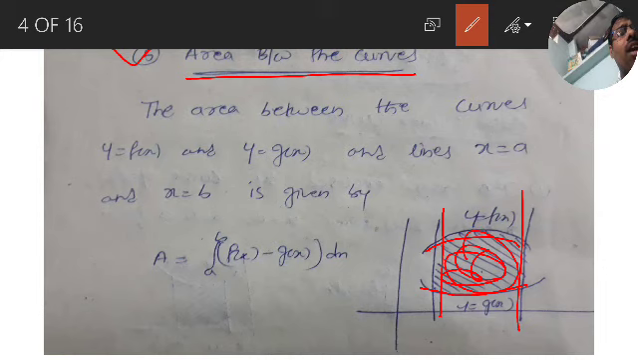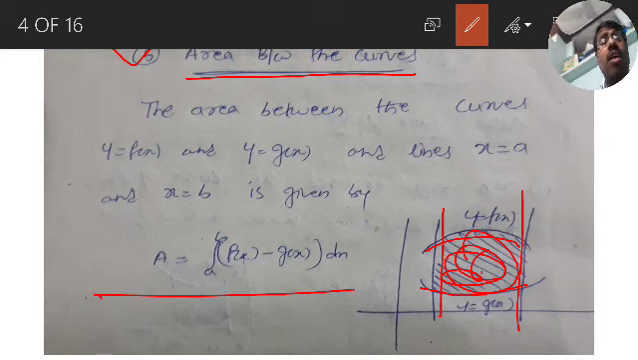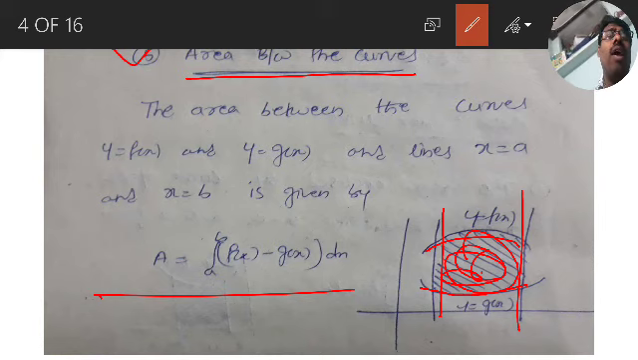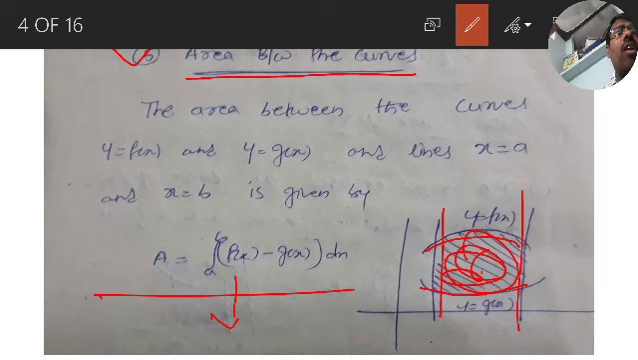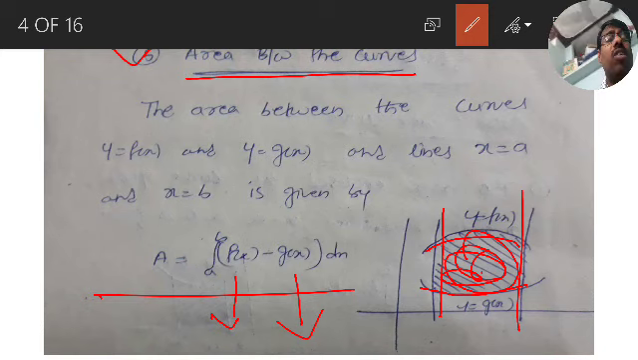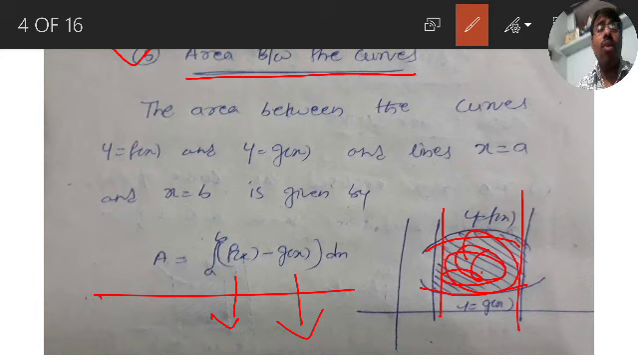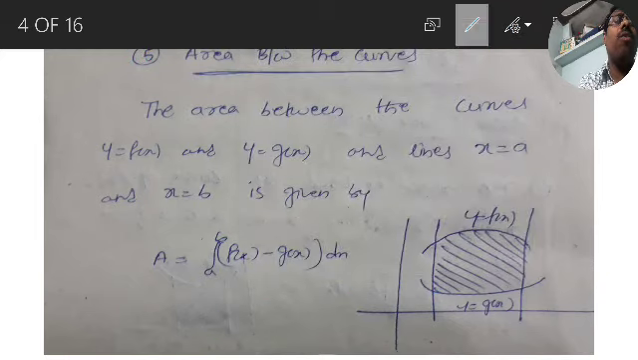So the area between them can be found by the formula integration a to b of f of x minus g of x, where f of x is the upper curve and g of x is the lower curve. So integration a to b, upper curve minus lower curve, is the formula for the area between the curves. So remember, the area between the curves is integration a to b, upper curve minus lower curve, into dx. So this is the formula part of areas. Very simple things I told you.